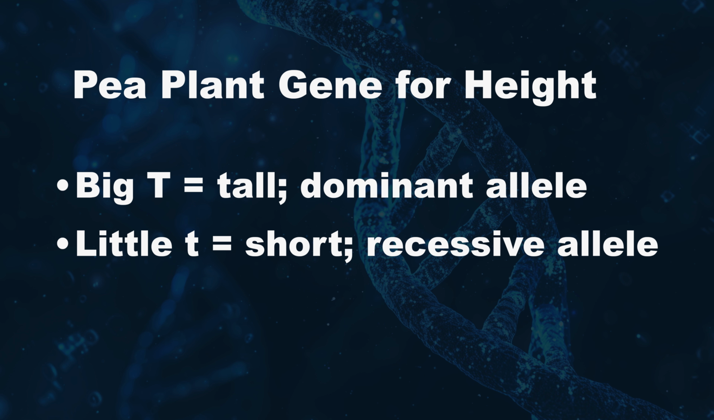Imagine that a plant, which is heterozygous for height, having a genotype of big T, little t, is crossed with another pea plant that is also heterozygous for height. What are the predicted genotypes and phenotypes of the F1 generation, who are the offspring produced by this cross? This is an example of a monohybrid cross.